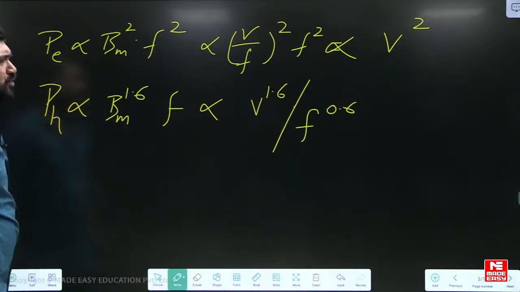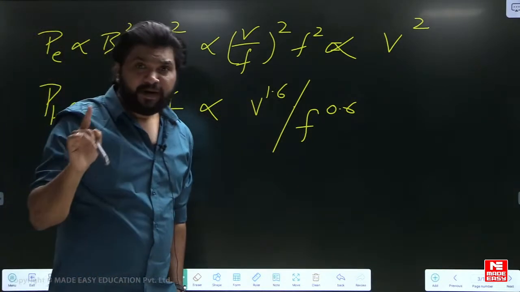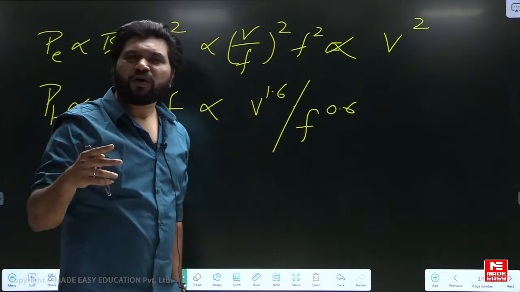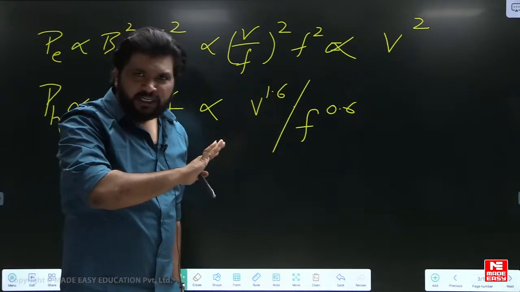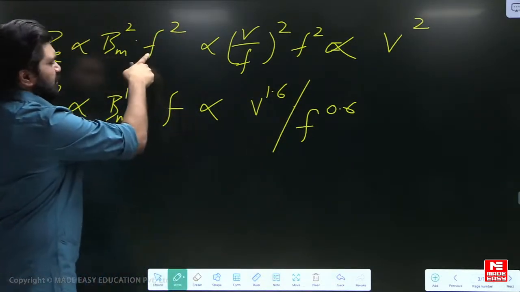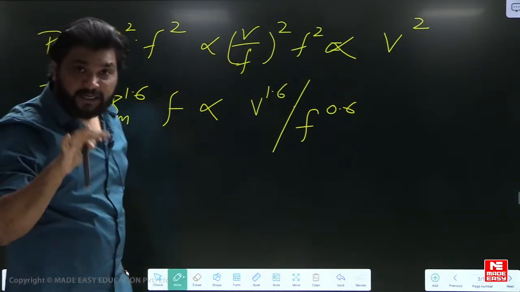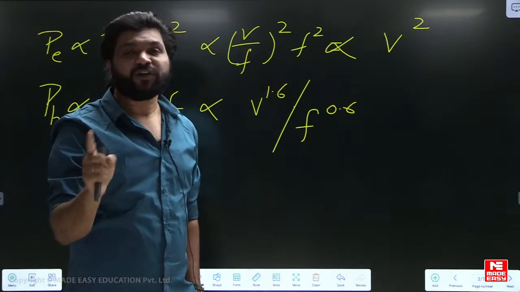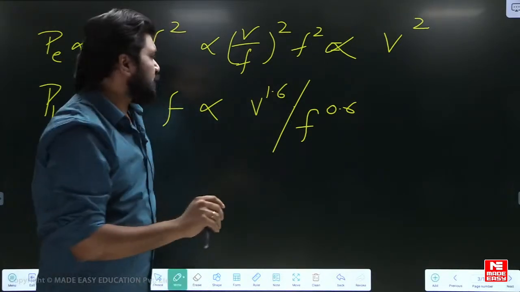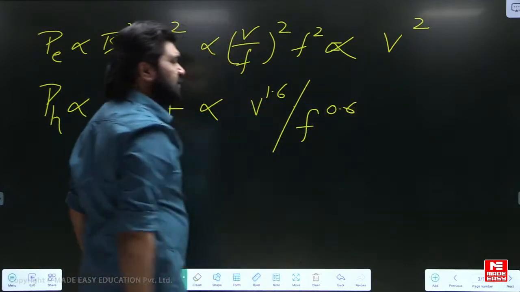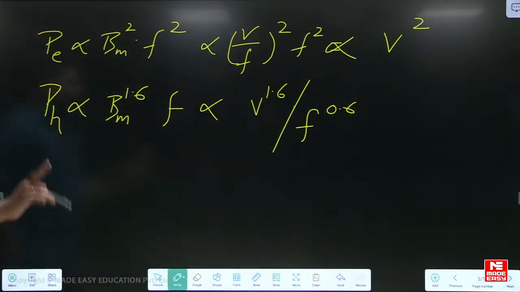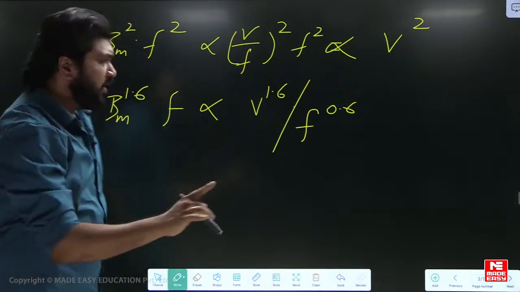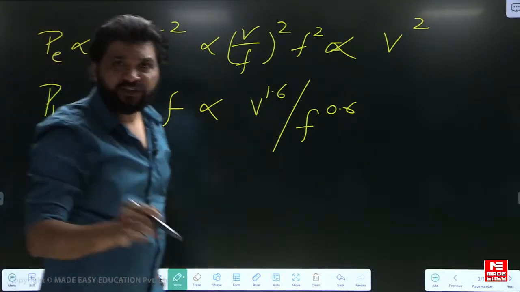Eddy current loss is proportional to V square, independent of frequency. Suddenly you will get a confusion that how eddy current loss is independent of frequency. It is not independent of frequency. It is proportional to the square of the frequency. But in this particular case only, it is becoming independent of frequency. Understand that? So it is proportional to V square. In this particular case, voltage is not changed. Supply voltage is 220 only. So eddy current loss remains unchanged.